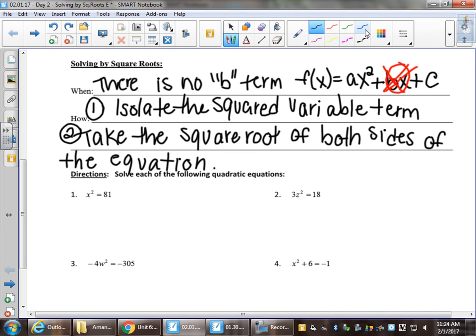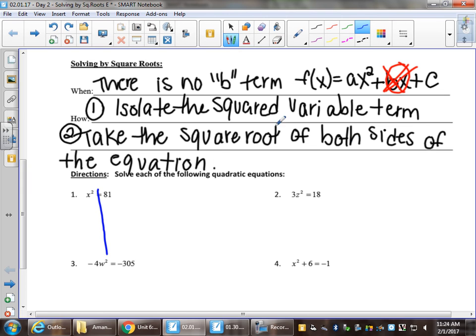Okay, so now we're going to use these notes to solve these questions. The first one, x squared equals 81. Our first step says to isolate the squared variable term. Is it isolated? Yes. So we can skip that step and go to the next one.